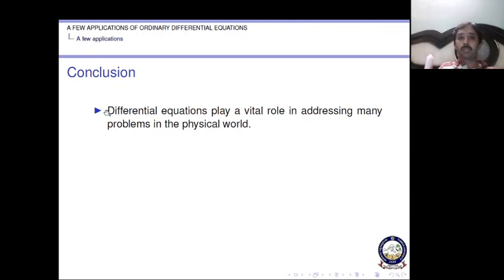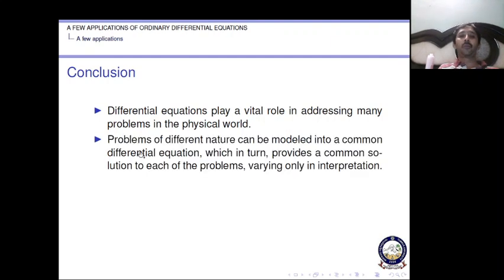So as we have seen, in terms of these two applications, differential equations play a very vital role in addressing many problems in the physical world. Problems of different nature can be modeled into a common differential equation, which in turn provides a common solution to each of these problems, varying only in interpretation. What does this mean? This means that we have so many different problems of different nature.